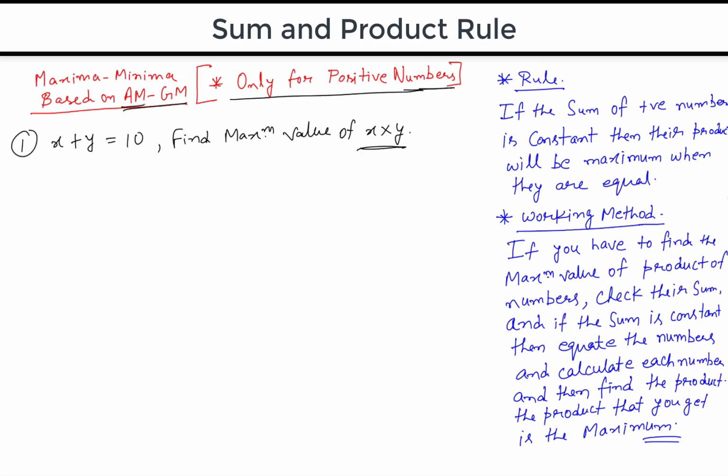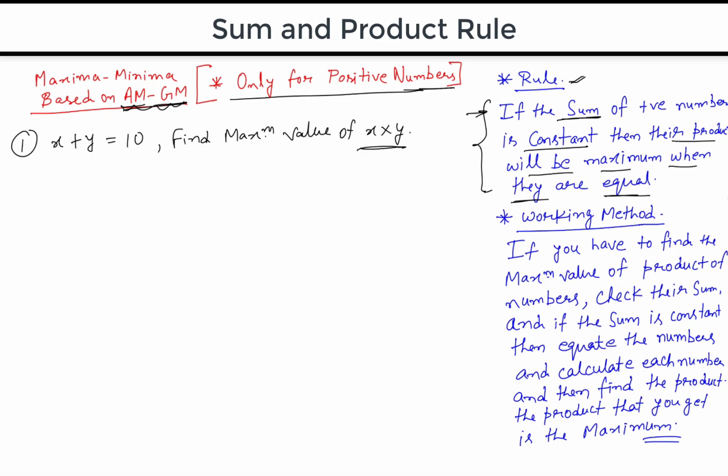We will go back to AM and GM later on, but on the basis of this, there are certain things that we derive. First, there is a rule. The rule very clearly states that if the sum of positive numbers is constant, then the product will be maximum when the numbers are equal. Please note it down carefully. Note down every statement, every sentence, every word that it has.